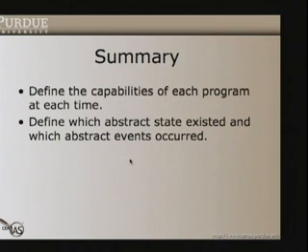So in summary of this process, the abstract history process is basically to define the capabilities of each program on a system and then determine which state existed or which event actually occurred.